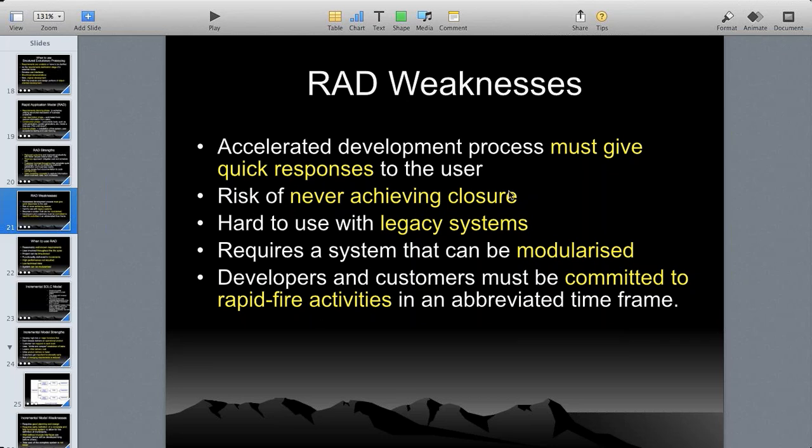What do you mean by risk of never achieving closure? What is the guarantee that you can finish within 2 months or 3 months? Tell me. No guarantee. We are following some rules and processing that. Hard to use with legacy systems. You cannot drive an old car in a race. You are in a car race now. Do you think you can go with the same old Ambassador or an old 800cc Maruti? No. You need a more than 1000, 2000cc car. So that means it's a weakness.